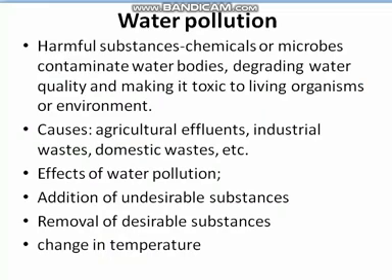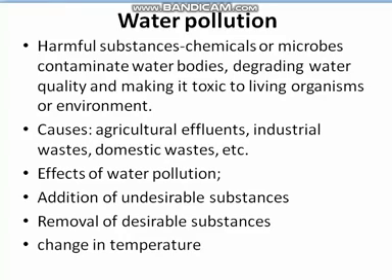Now let's talk about water pollution: what water pollution is, what are its different causes, and what are its different effects or consequences. First of all, let's talk about what water pollution actually is. Water pollution is when harmful substances, be it a chemical or a microbe, contaminate these water bodies and degrade their quality and make them toxic for living organisms, we say water is polluted.